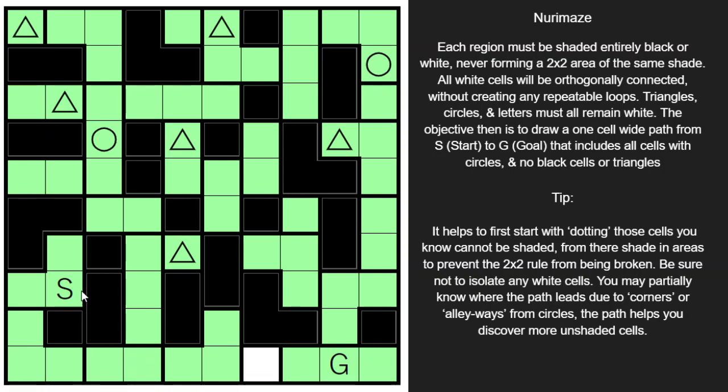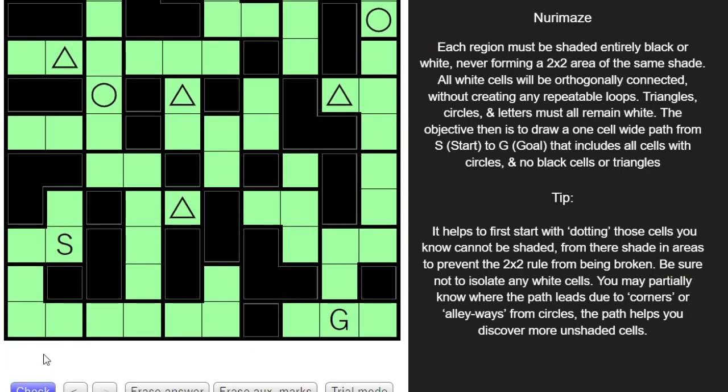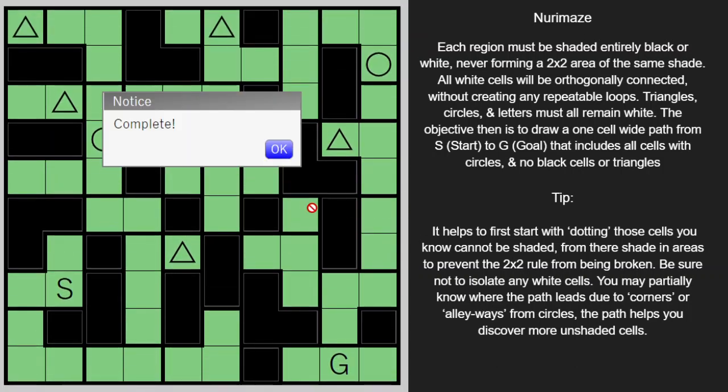Now, if we think about the path, it can't just go from this S straight to the G. So this can't be unshaded. That would be wrong, because it would not have passed through any of the circles. So that's unshaded. And there you go. That is complete, or at least it should be. If we follow the S, we should go up like this, over, through the circle, around, up here, and down. And we'll check that, and that is complete.